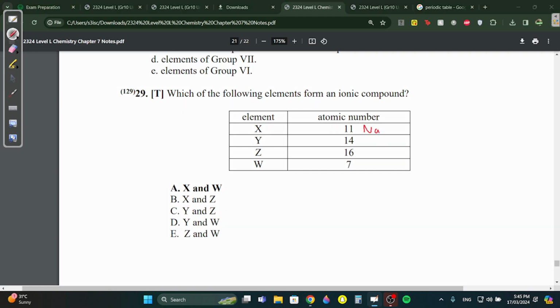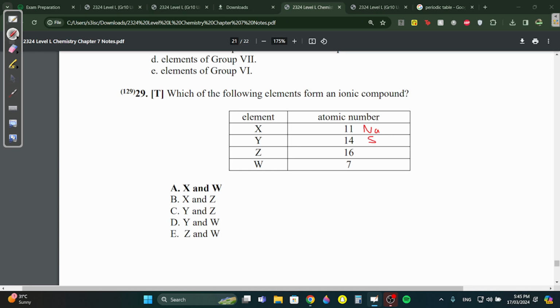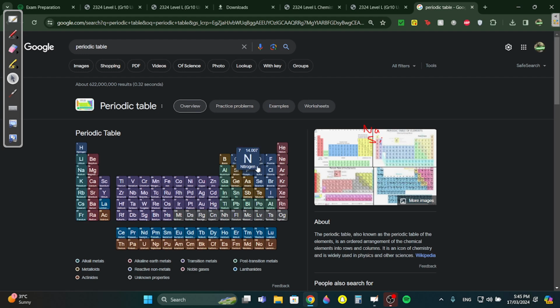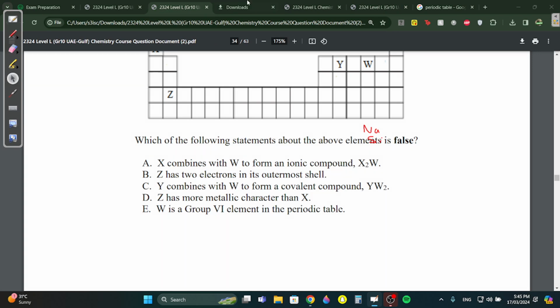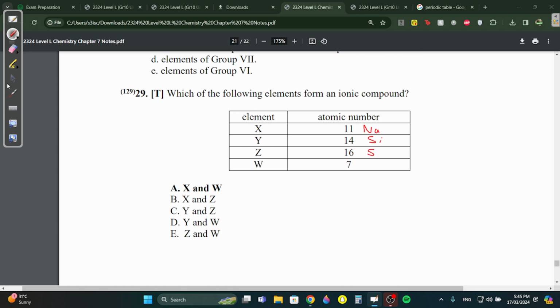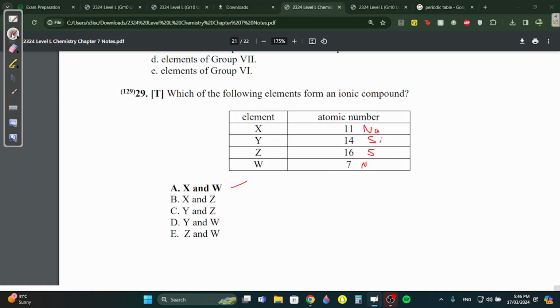Atomic number 11 is Na. 14 is, I think, what's 14? Silicon. Okay. Z is, I think, sulfur. 16, sulfur. I put S. Yeah, I put S. And W is nitrogen. X and W, okay, X is sodium, W is nitrogen. Metal, non-metal should get you an ionic compound. X and Z, sodium and sulfur. Sulfur is a non-metal, right? Sulfur, S, yeah, non-metal. It should also form an ionic compound.